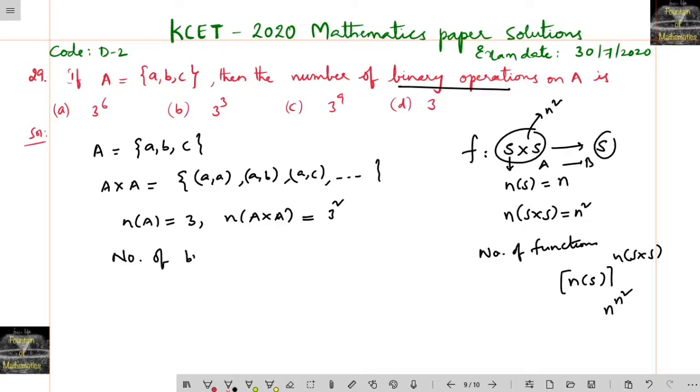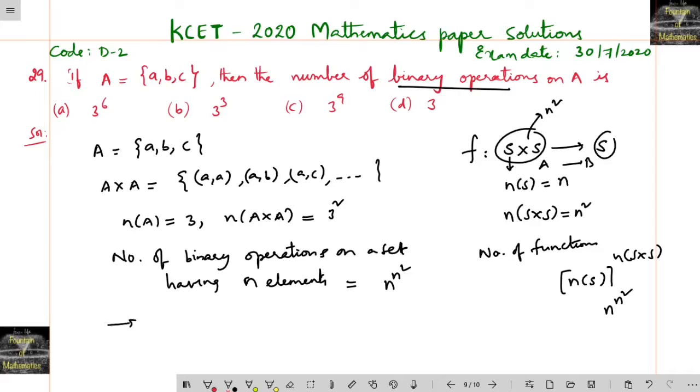So the number of binary operations on a set having n elements is equal to n to the power of n square. In this problem, n of A is equal to 3. So the number of binary operations is 3 to the power of 3 square, which is nothing but 3 to the power of 9. So 3 power 9, which option did we have? Option C. Right. Okay, we'll move to the next question.